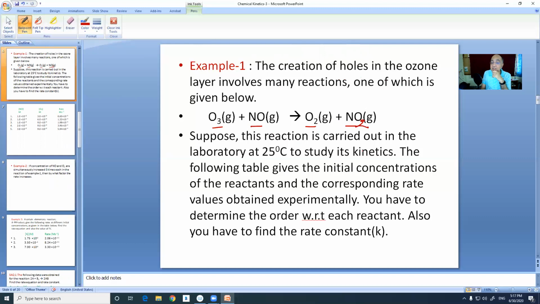Suppose this reaction is carried out in laboratory conditions at 25 degrees Celsius, and the kinetics are studied. The following table gives the initial concentrations of the reactants and the corresponding rate values obtained experimentally from the graph. You have to determine the order with respect to each reactant. Also, you have to find the rate law, that is the rate equation, and the rate constant. What is the rate law? Rate law will be R is equal to K, ozone to the power something, into NO to the power something.